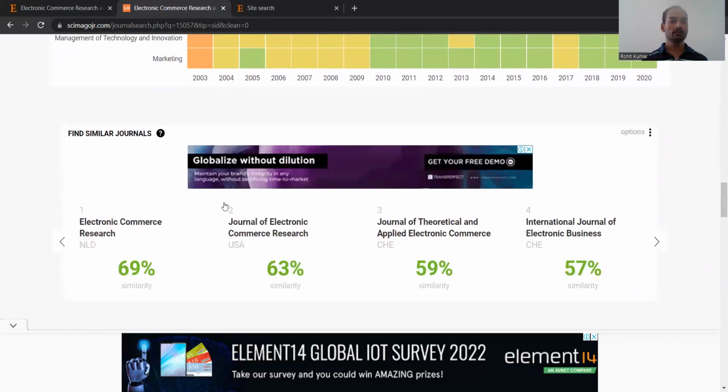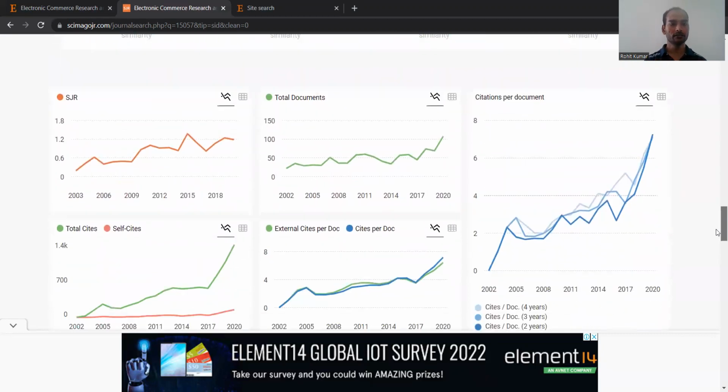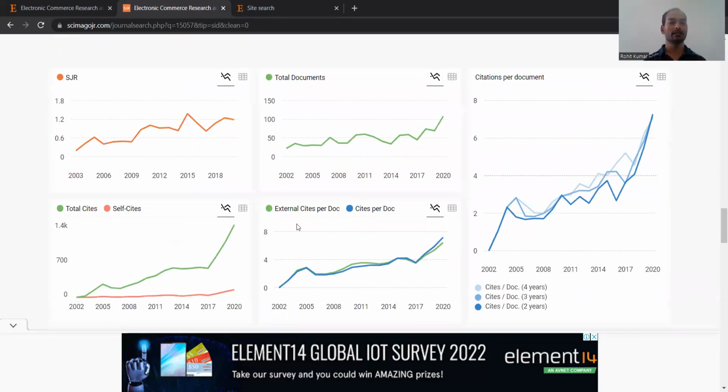Now coming to similar journals, here you can see that if you don't get accepted here, you can find other related journals, like Electronic Commerce Research and Journal of Electronic Commerce Research, these two and many more. Coming down, here you can see again some of the graphs. The SJR metric is coming down with respect to 2020, I think. Yes, it's so obvious because due to Corona, so many things got impacted. Then surprisingly, the total number of documents went up. In most of the journals you can see that the number of documents also went down, but here it went up.